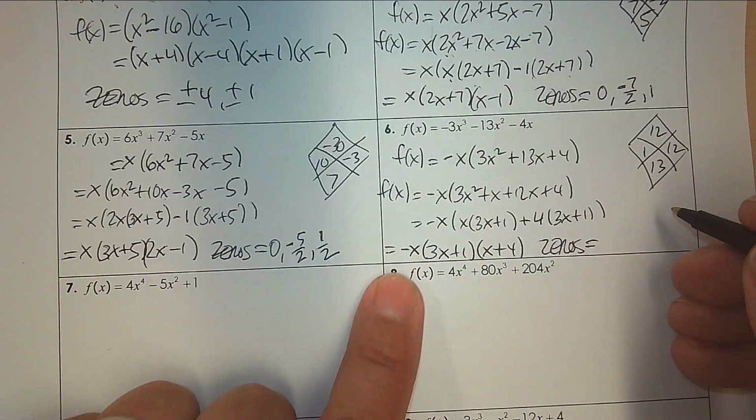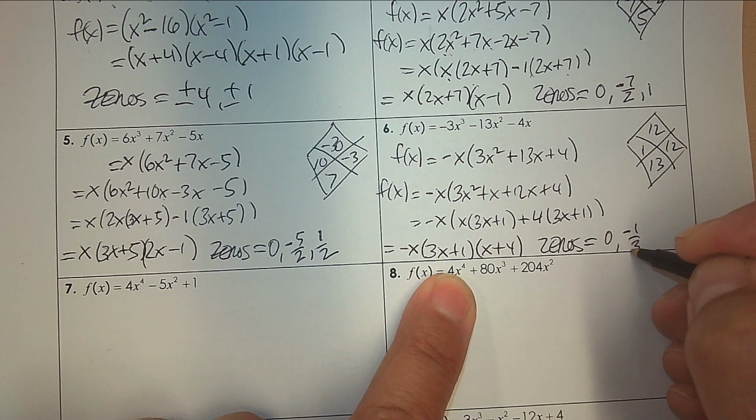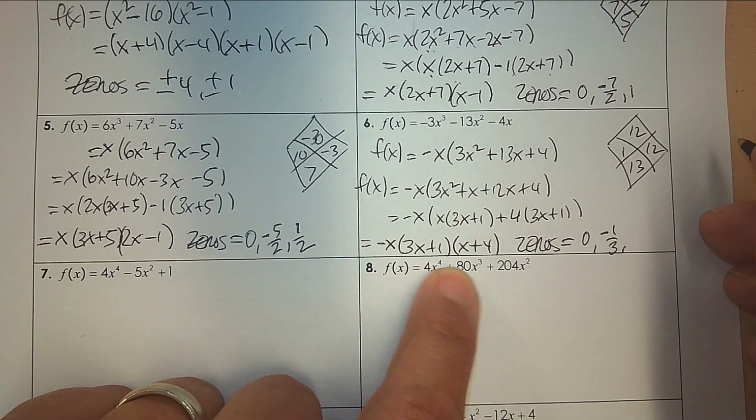So negative x, the monomial, gives me 0. The next one, it's not negative 1, but negative 1 divided by 3. And the last one's negative 4.